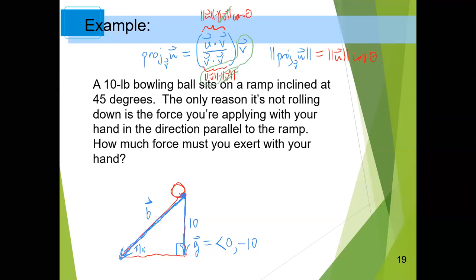So if I were to project this gravity vector onto this thing over here, and by the way, the gravity vector has 10 going in the downward direction, what would I have to do to figure out how much force I'm going to have to exert with my hand in this direction?